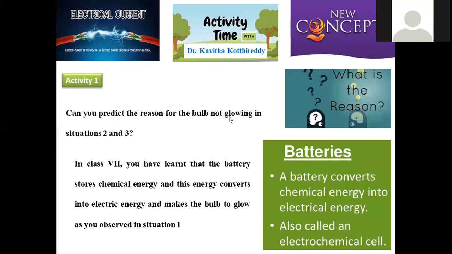Now, can you predict the reason for the bulb not glowing in the 2nd and 3rd situations? What's the reason? In the second condition, we are removing the battery, right? So when the battery is removed, what happens? A battery is a source of energy where chemical energy gets converted into electrical energy. This battery is alternatively known as an electrochemical cell, where current production is possible at the expense of a chemical reaction, right? That's why the battery is very essential in glowing the bulb. In class 7th, you learned that the battery stores chemical energy and converts it into electrical energy and makes the bulb glow, and that is clearly observed in situation number 1.